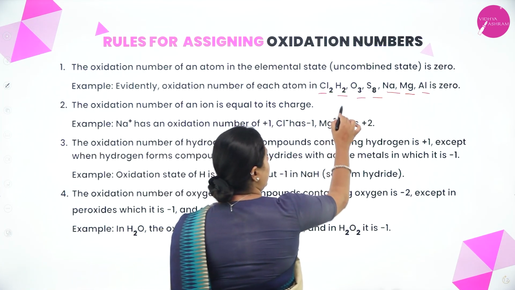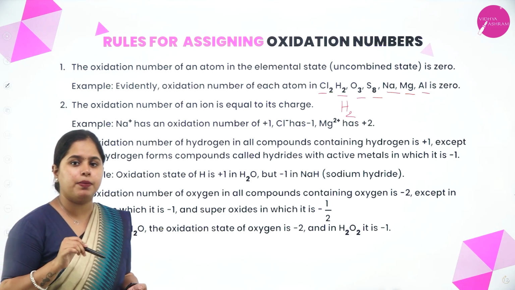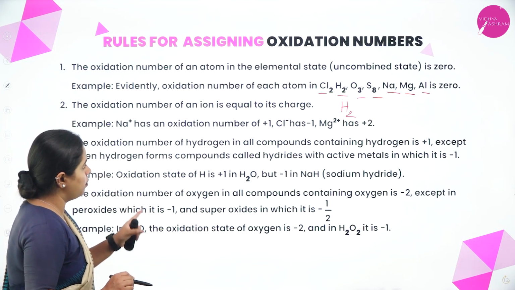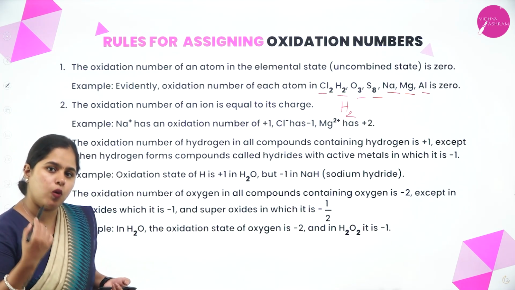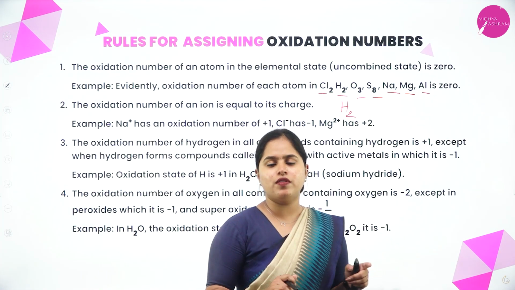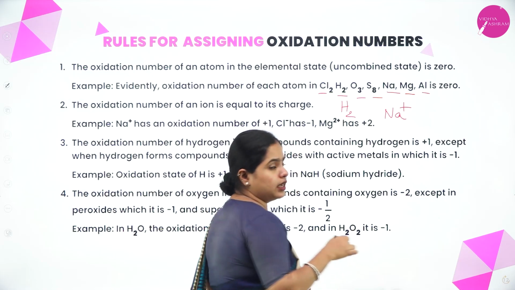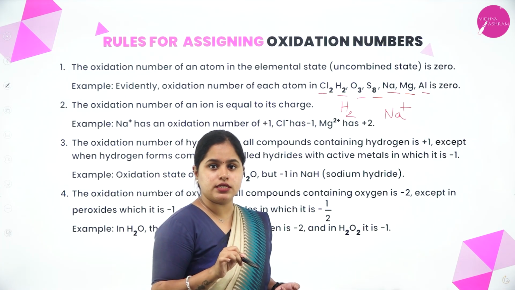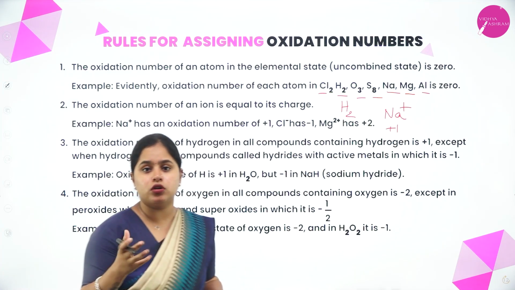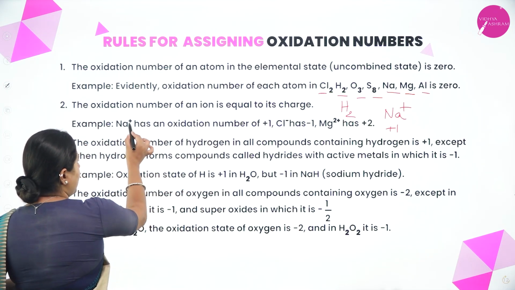Hydrogen doesn't exist as a hydrogen atom, right, it exists as H2, the hydrogen molecule. So that is in its elementary state, and the oxidation number will be 0. Now moving on to the next rule: the oxidation number of an ion is equal to its charge. So what is an ion? It can be either a cation or an anion, by losing or gaining electrons. Just now we discussed an example, sodium getting oxidized to Na+. This is a cation now. So what is the charge on this, or the oxidation number of sodium in this case? It will be +1. That is exactly equal to the charge on the ion. So Na+ has an oxidation number of +1 because the charge is +1 here.